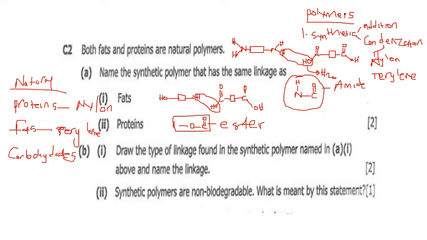Name the synthetic polymer that has the same linkage as the fats. Definitely we are talking about pteryline. So you just have to remember this one from my explanation. It's pteryline. Then for the proteins, it's nylon. Next, draw the type of linkage found in the synthetic polymer named in A1. For fats, we have just drawn it. This is the one that is here.